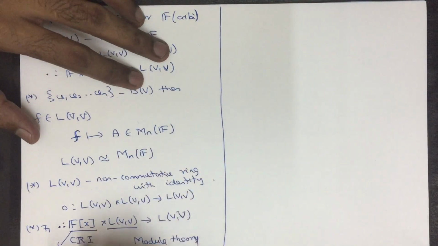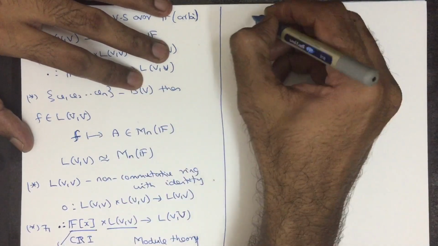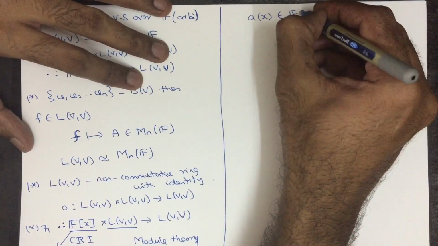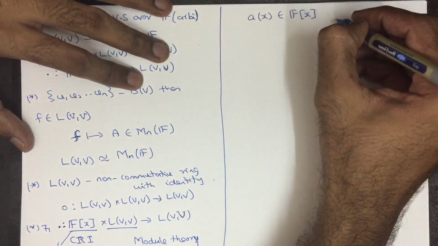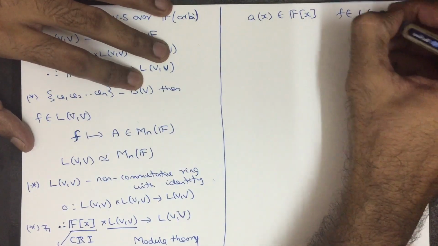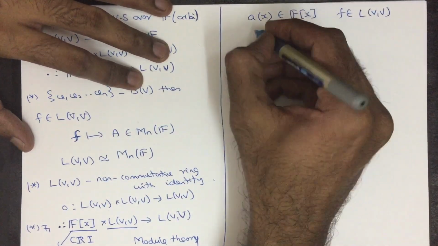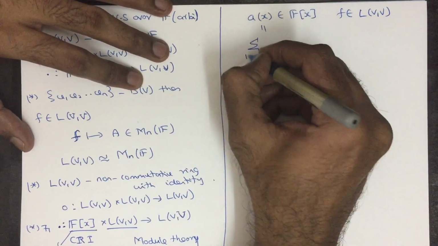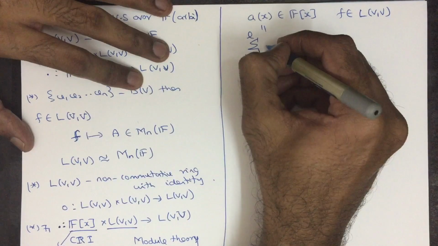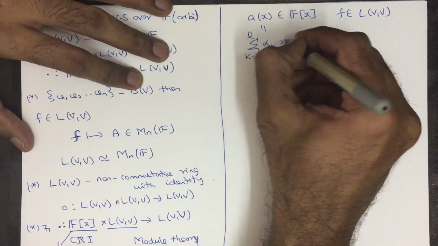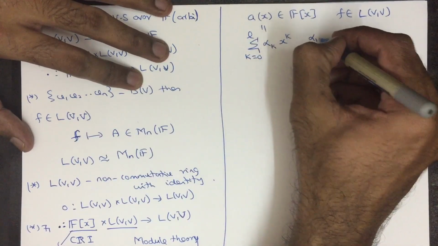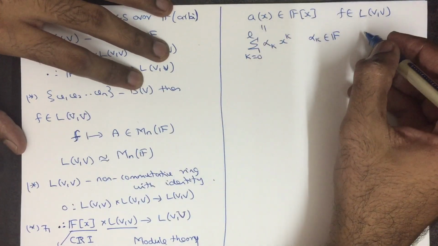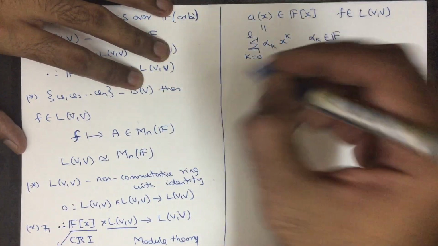This is already known to us, but we are just seeing a new structure form. So, what we mean is, in other words, if you have a polynomial, say a of x belonging to F of x, and you take an arbitrary linear map f belonging to L of V comma V, then a of f can be written as the summation k running from 0 to L of alpha k x to the power k, where alpha k belongs to the field F. It is a polynomial, and so we are going to bring in this structure.